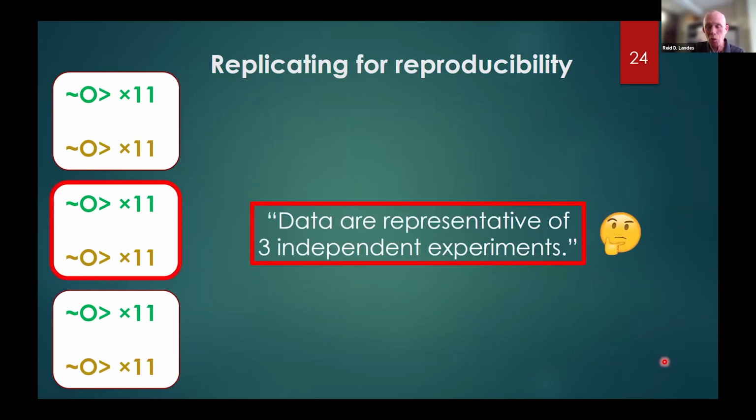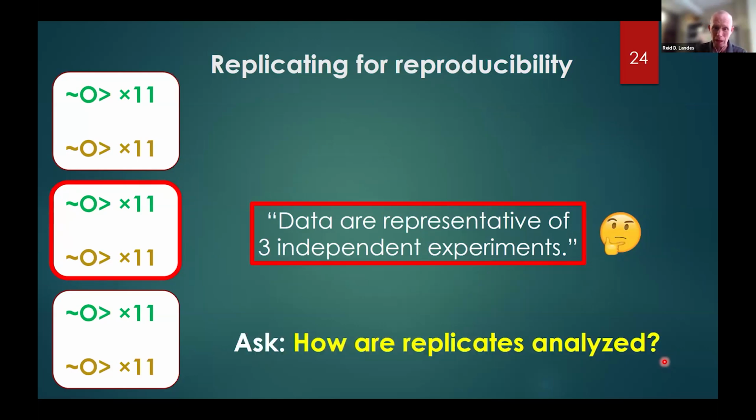Because we definitely want to avoid something like this. I've seen this several times in high impact journals. Data are representative of 3 independent experiments. What does representative really mean? I'm going to ask them, hey, how are you analyzing those replicates?